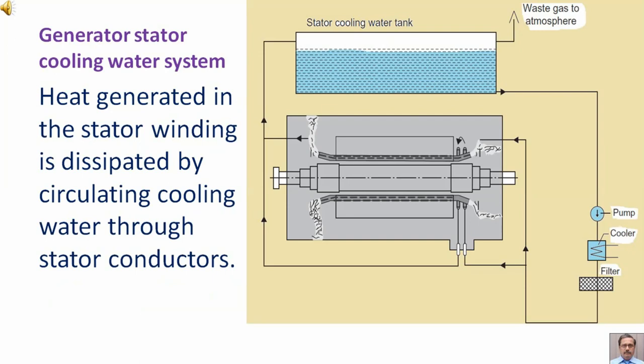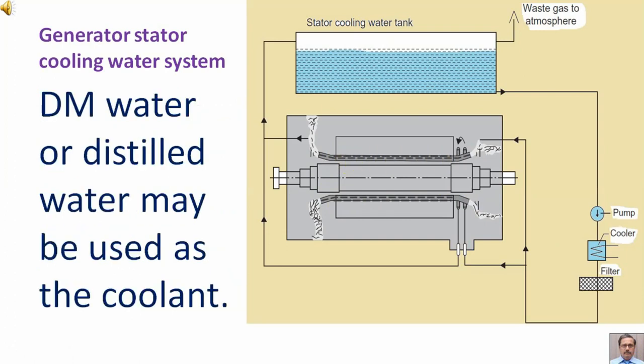Heat generated in stator winding is dissipated by circulating cooling water through stator conductors. DM water or distilled water may be used as the coolant.